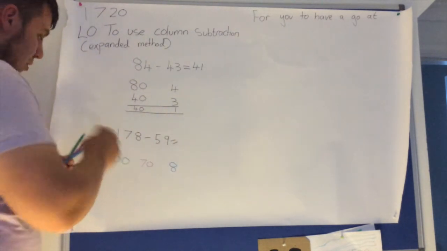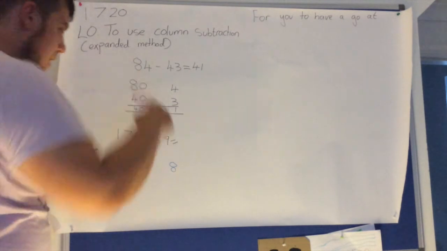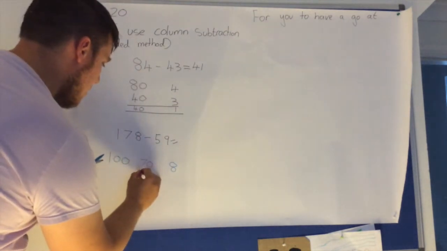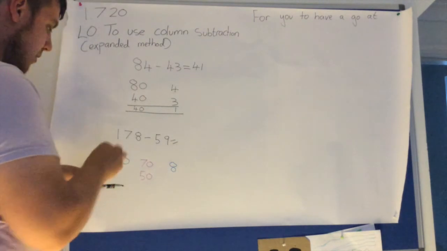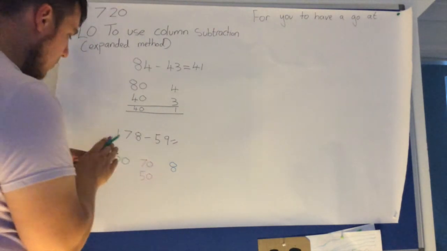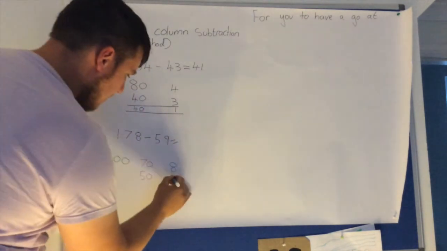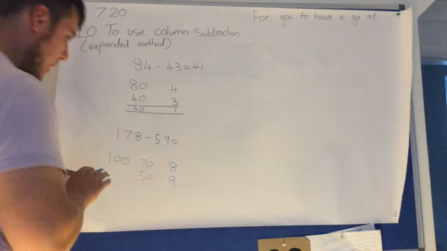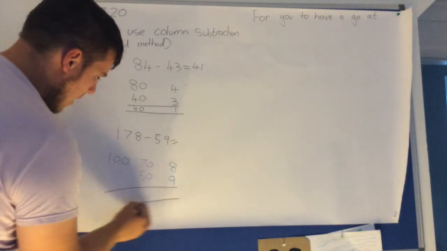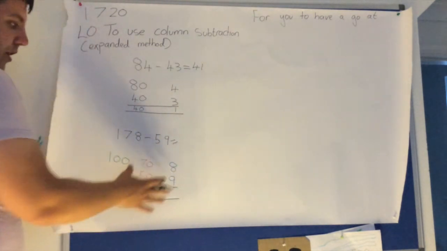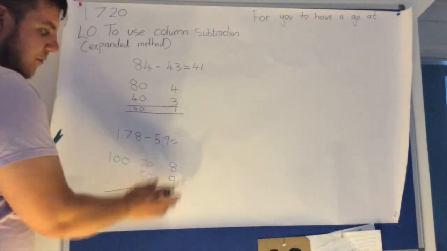I haven't got any hundreds in there, so I'm straight on to my tens, which is 50, and then I'm going to go on to my blue for my units, which is 9. Okay, so now I've set it all out, I can start my calculation, but I've got a problem straight away.